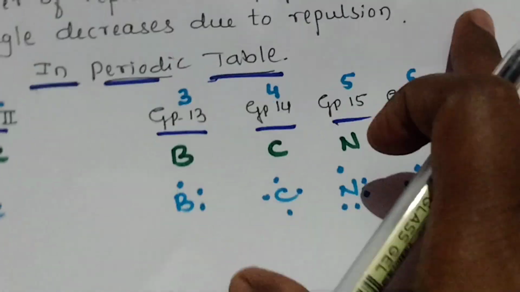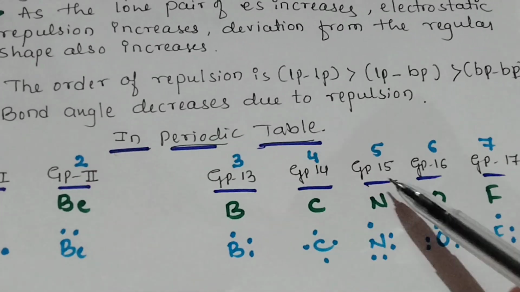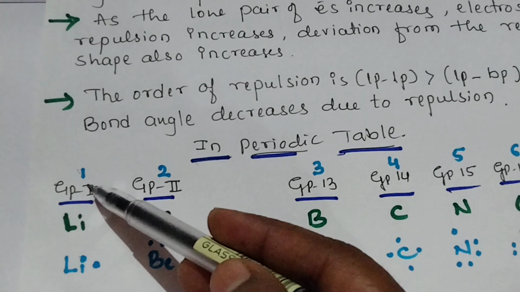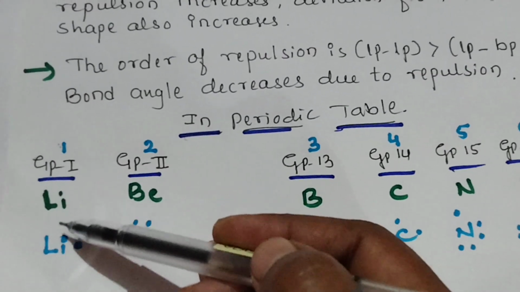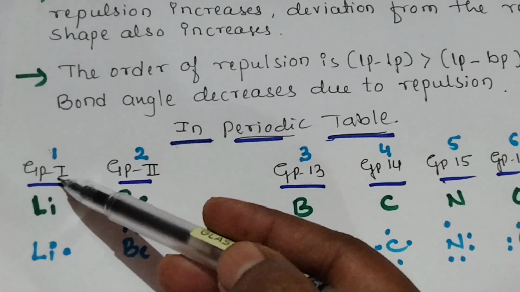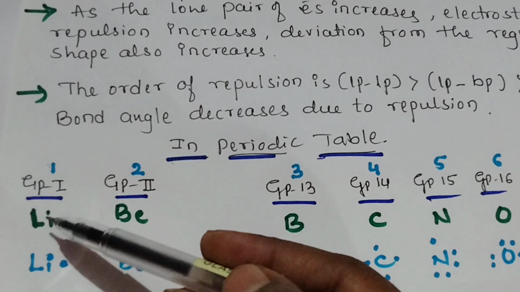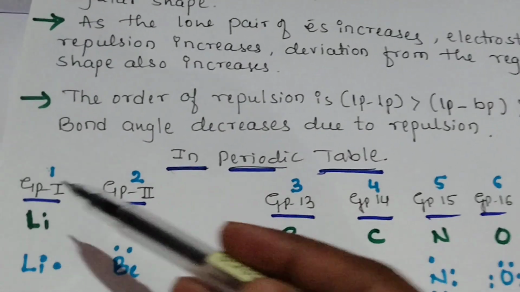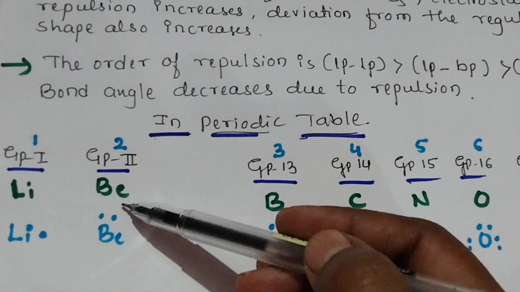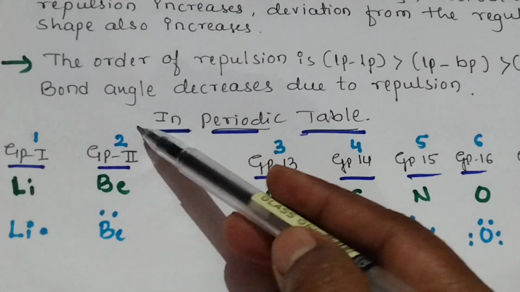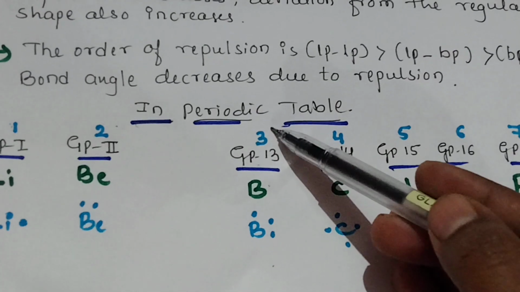In the periodic table we know groups 1, 2, 13, 14, 15, 16 and 17. In group 1, the valency of a group 1 element is 1. You can take any element in group 1, that is alkali metals, such as lithium, sodium, potassium, rubidium, whatever. The valency is 1. Similarly group 2, beryllium, magnesium, calcium, strontium, all possess a valency 2. Similarly group 13, the boron family, has the valency 3.